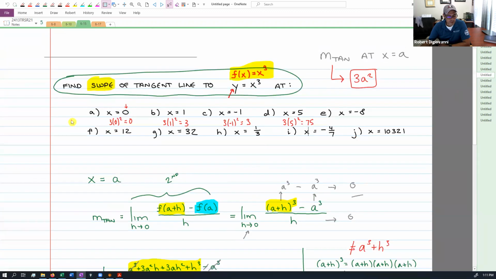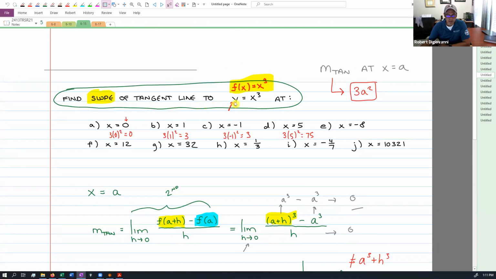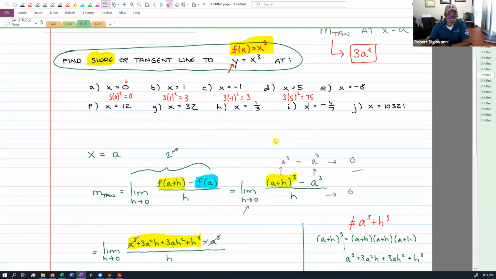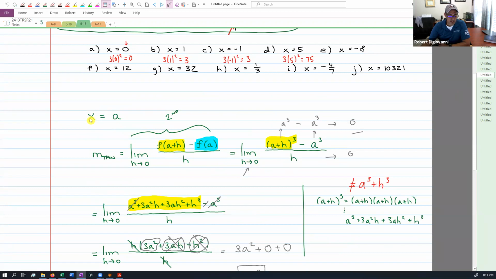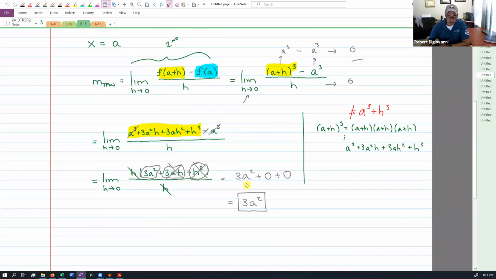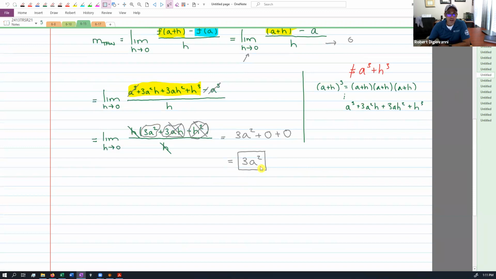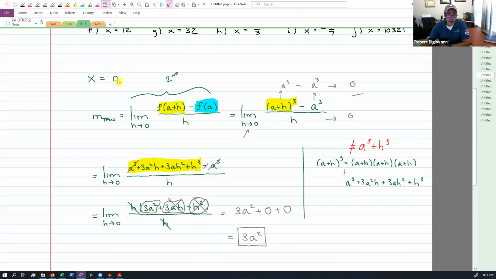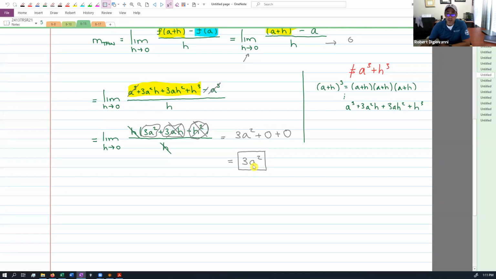This problem right here, I said, find the slope of the tangent line to y equals x cubed at, and I gave you 10 different points. I said, wait a minute, this is way too hard. So instead, we're going to find the slope of the tangent line at x equals a and do it generally. And when we did that, look what our answer was. 3a squared, right? So if we replace the a with x, this just becomes 3x squared.